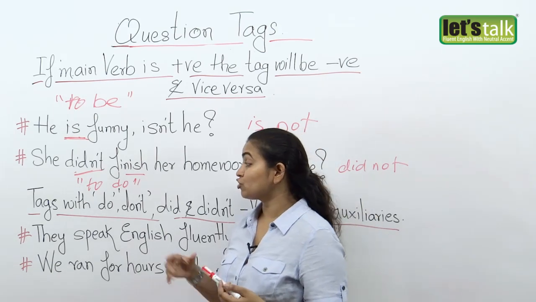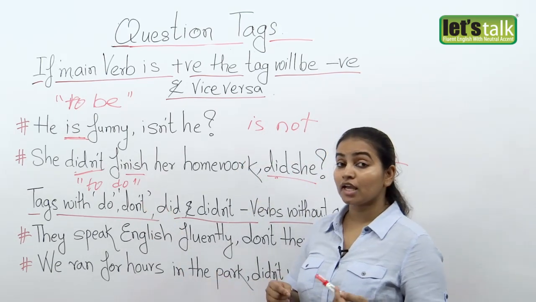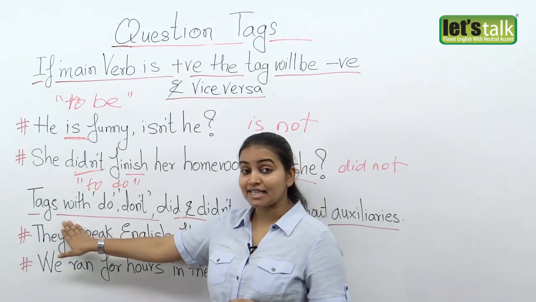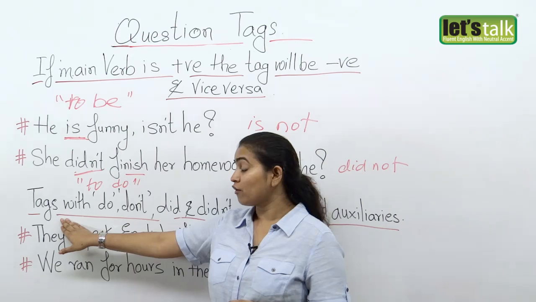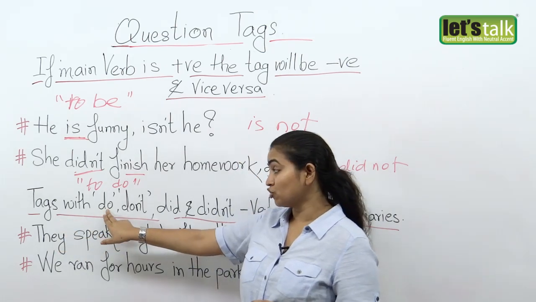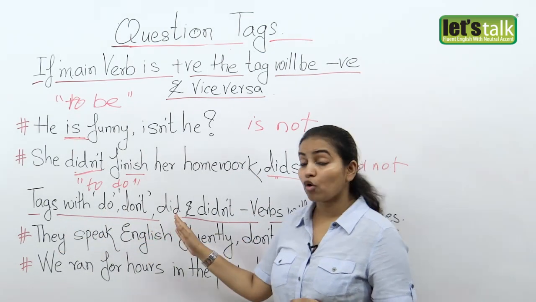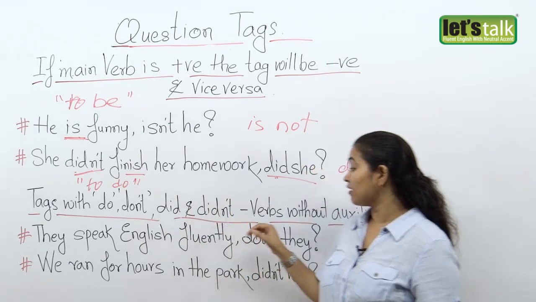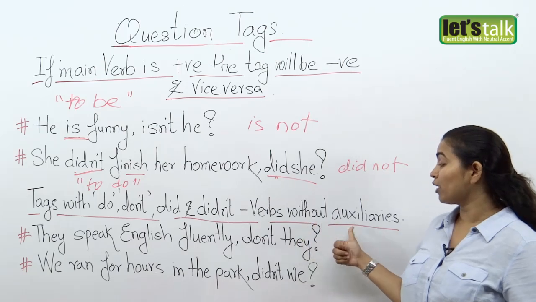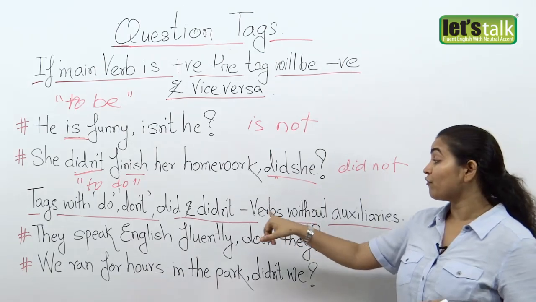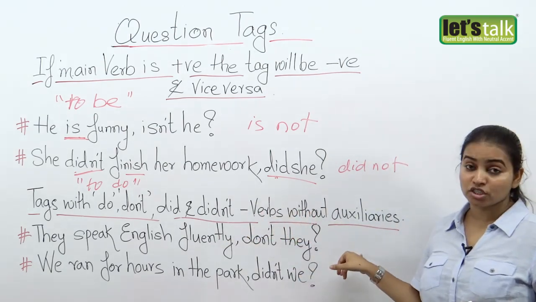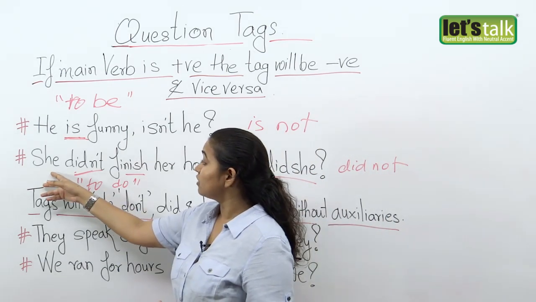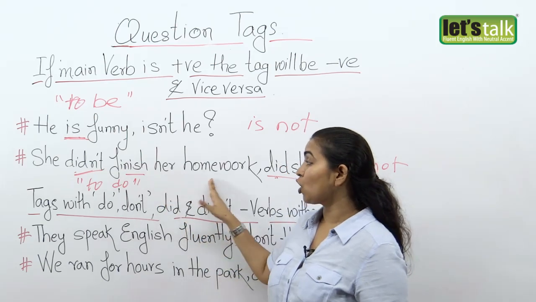Well, let's move on to our next point when determining how we form a question tag. Our next rule says that question tags which are formed with a "do" or a "don't" or a "did" or a "didn't" are mainly used when the verbs do not come with auxiliaries, or when the verb is without an auxiliary. For example, you have a sentence like, "she didn't finish her homework."